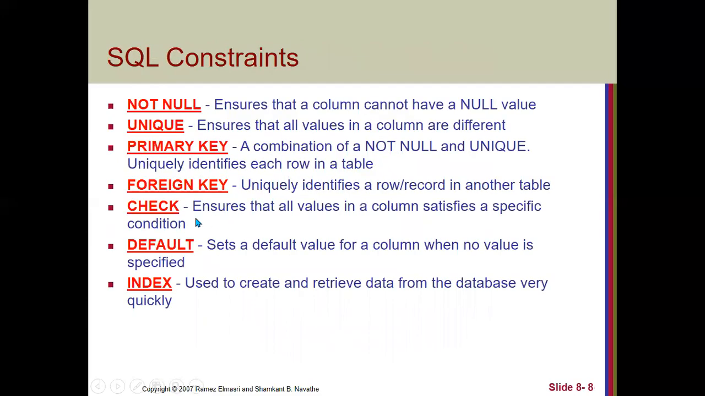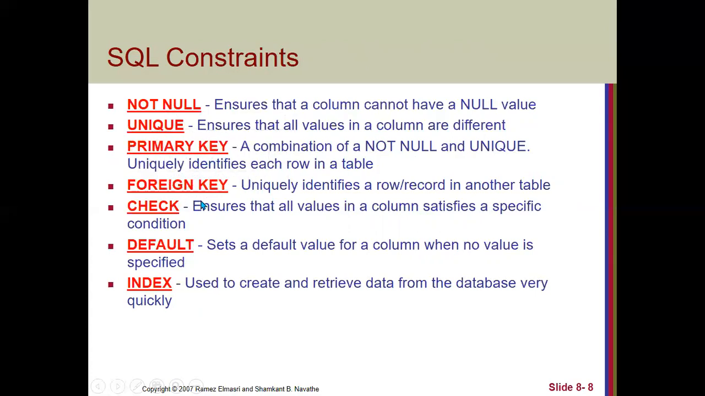So let's see what the constraints are. We took the constraints in the previous chapters. For example, NOT NULL ensures that this column, this attribute, cannot have a null value. UNIQUE means it can't be repeated in the same table. PRIMARY KEY means it's a combination of NOT NULL and UNIQUE. A primary key is always NOT NULL and always UNIQUE at the same time. But we can make any attribute NOT NULL or any attribute UNIQUE. But if it's NOT NULL and UNIQUE, then it's a primary key.